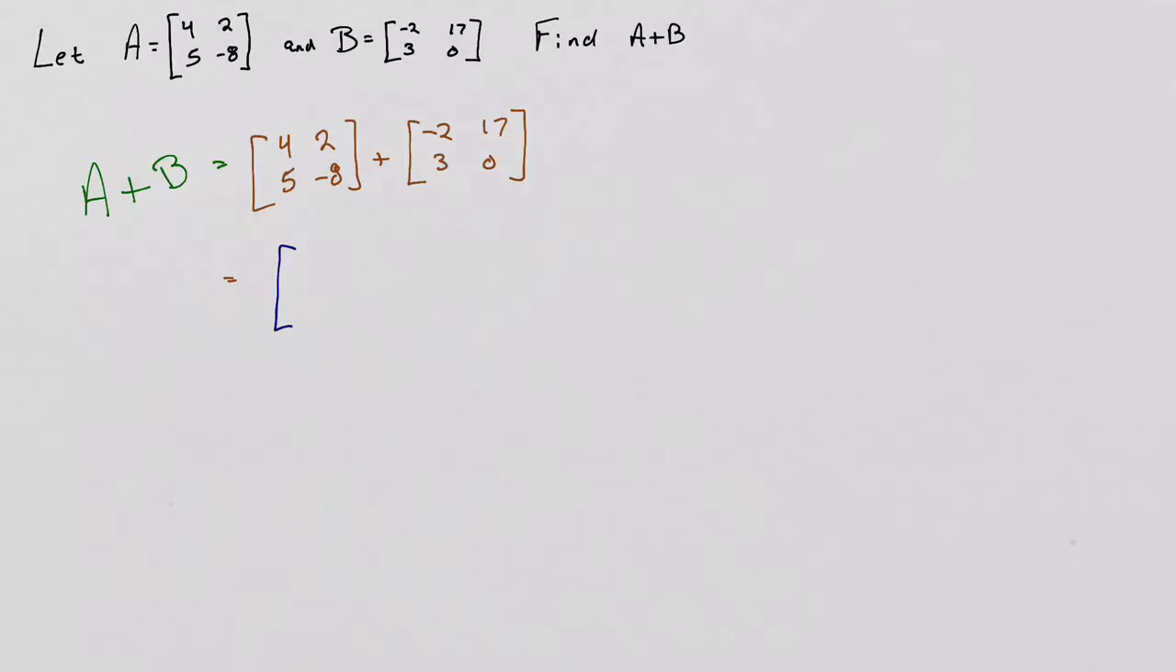So what I would do here is I'm going to do 4 plus a negative 2, because we have 4 and a negative 2. Now my next element is going to be 2 plus 17, because we have 2 and we have a 17. And then on my next row I'm going to have a 5 plus 3 and negative 8 plus 0. And then from here it's just basic addition.